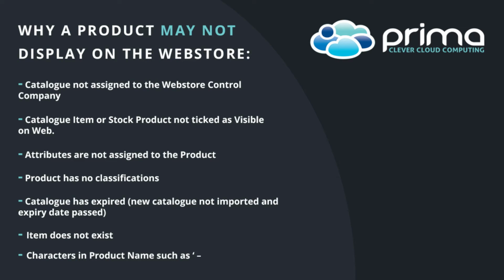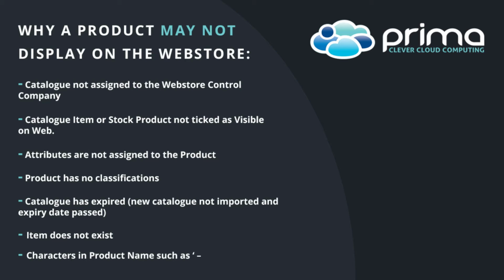Okay, so that's just a few of the reasons why a product might not show on the web. So you've got things like if the catalogue's not assigned to the Webstore control company, if it's not ticked in as visible on the web within the product, if the product has a classification or not, and if the catalogue expired. So the end date, if the end date on the catalogue is expired, then that would also cause it not to show. Okay, and if the item, obviously, if it doesn't exist, that's another reason.